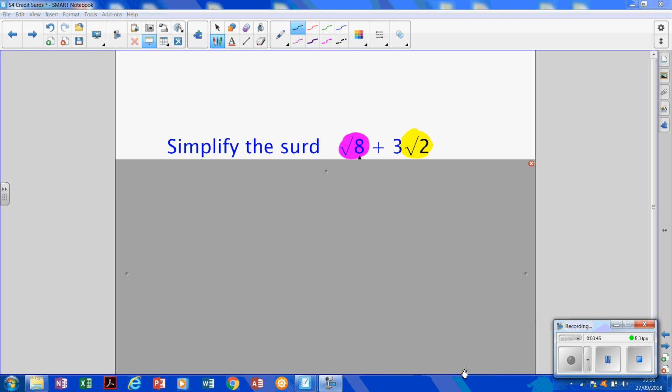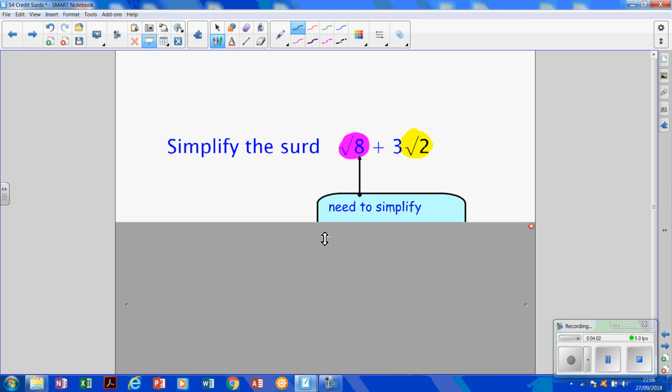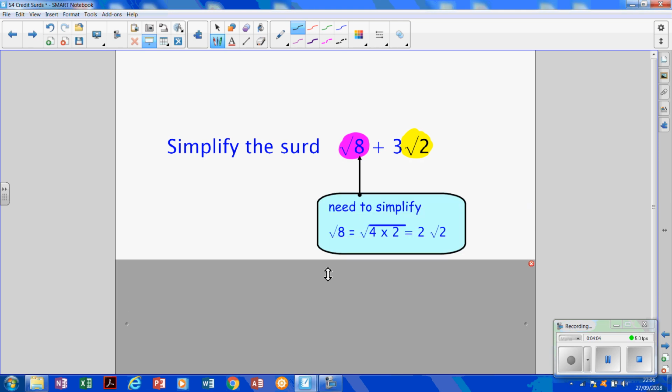This next one, I've got to simplify the surd, root 8 plus 3 root 2's. Now I've highlighted the roots. They're different roots, so I can't do anything. But what I can do is I can look to see if I can simplify anything, and if I think of a square number that divides into them, for root 8, it's obviously 4. So I've got to then take that and simplify that. So that root 8 is the same as the square root of 4 times 2. Break your root sign. Square root of 4 is 2, so it's 2 root 2's.